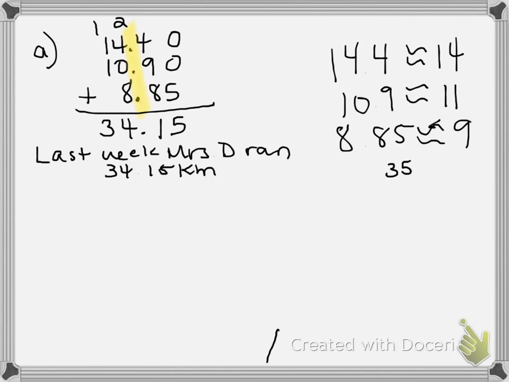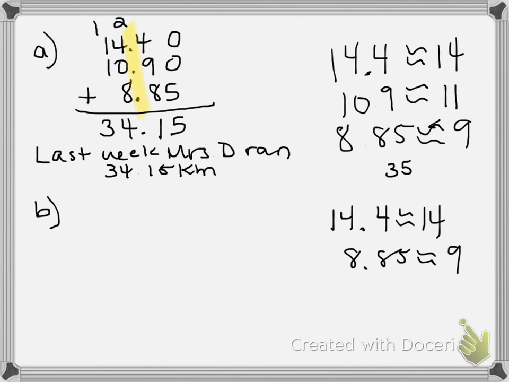Alrighty, let's look at question B. In question B, it's asking how much further she ran on Monday than on Friday. Well, on Monday, I went 14.4 kilometers, and on Friday, I went 8.85 kilometers. So I'm going to start with my estimation technique. 14 and 4/10 is approximately equal to 14, and 8 and 85 hundredths is approximately equal to 9, and I know that 14 minus 9 is around 5. So I'm thinking my answer should be close to 5.